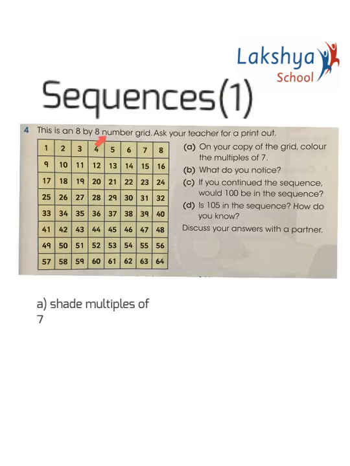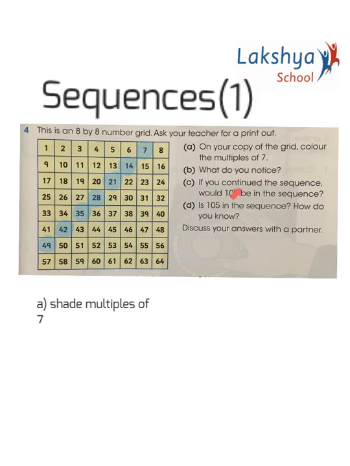Question 4. This is an 8 by 8 number grid. Ask the teacher for a printout so you can shade it. On your copy of the grid, color the multiples of 7. Let's color the multiples of 7 now. Question B. What do you notice? We notice that the numbers shaded form a diagonal path, right? We see that the numbers that are shaded form a diagonal path.